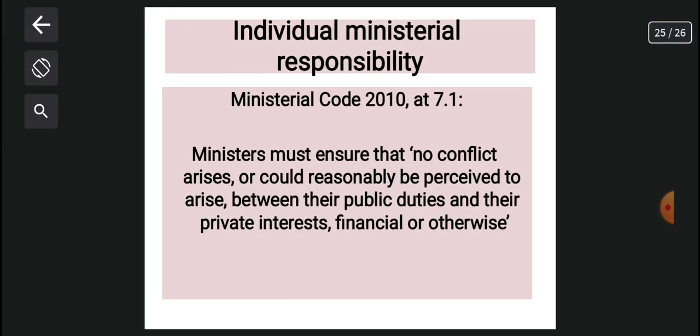Individual ministerial responsibility. Ministers must ensure that no conflict arises, or could reasonably be perceived to arise, between their public duties and their private interests, financial or otherwise. So there can be no conflict between what is right and what they do for their personal interest. They should only think of the betterment of the nation, and their decisions should not bring up any conflict.